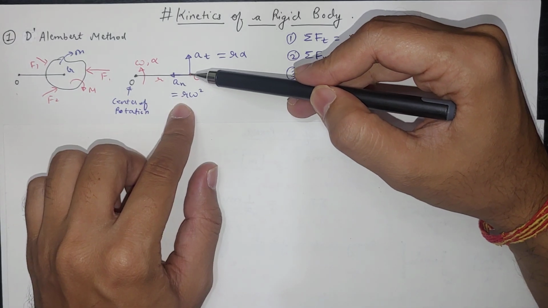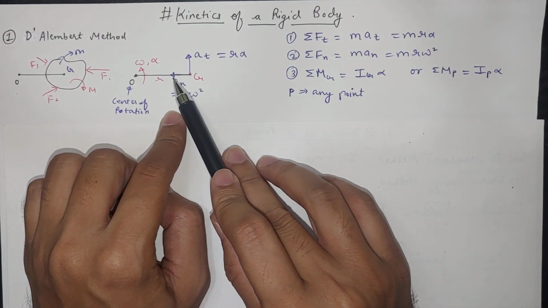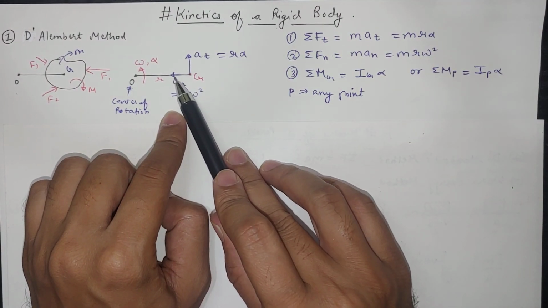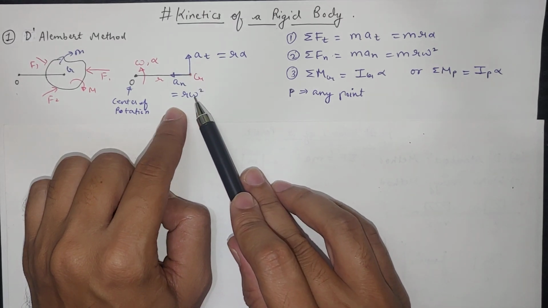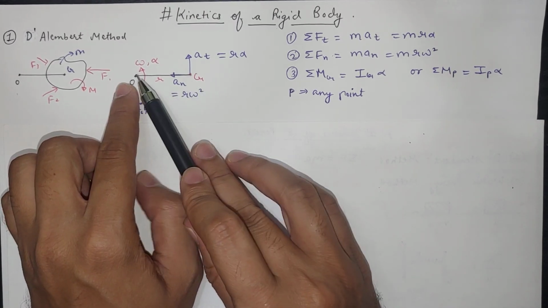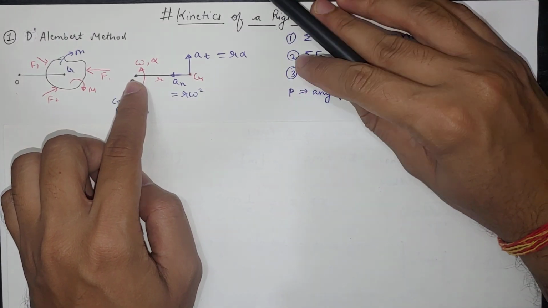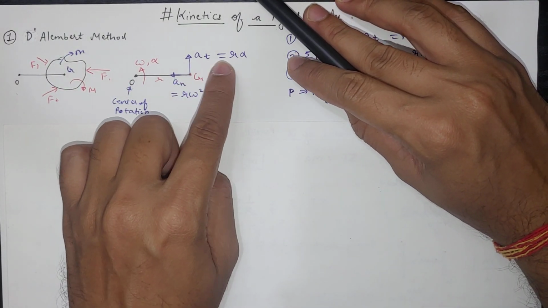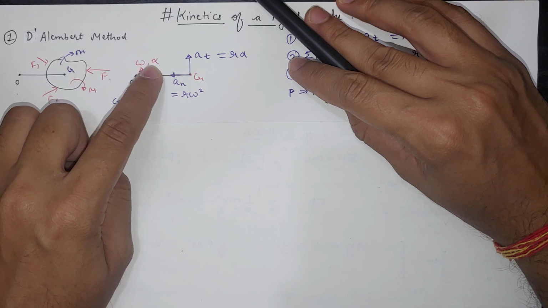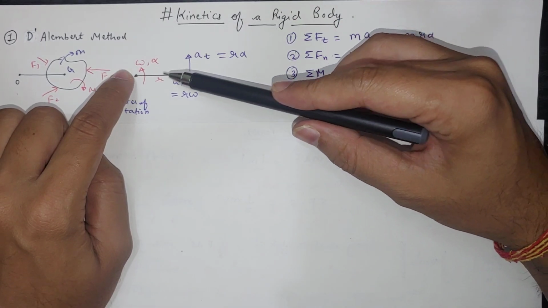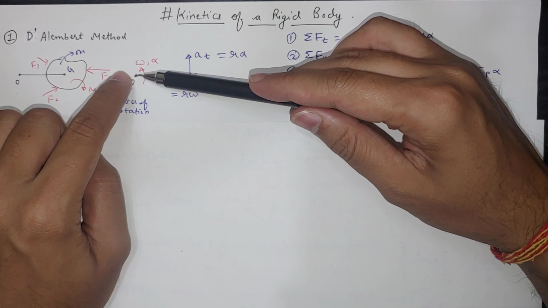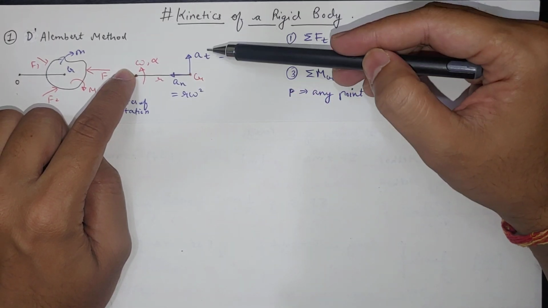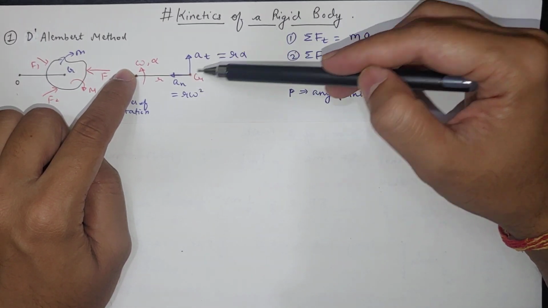Now we have a normal acceleration of the center of gravity and a tangential acceleration of the center of gravity. Normal acceleration is r omega square, where r is the distance from the center of rotation to G, and tangential acceleration is r alpha. Alpha is the angular acceleration of G with respect to O. So tangential and normal acceleration we know.